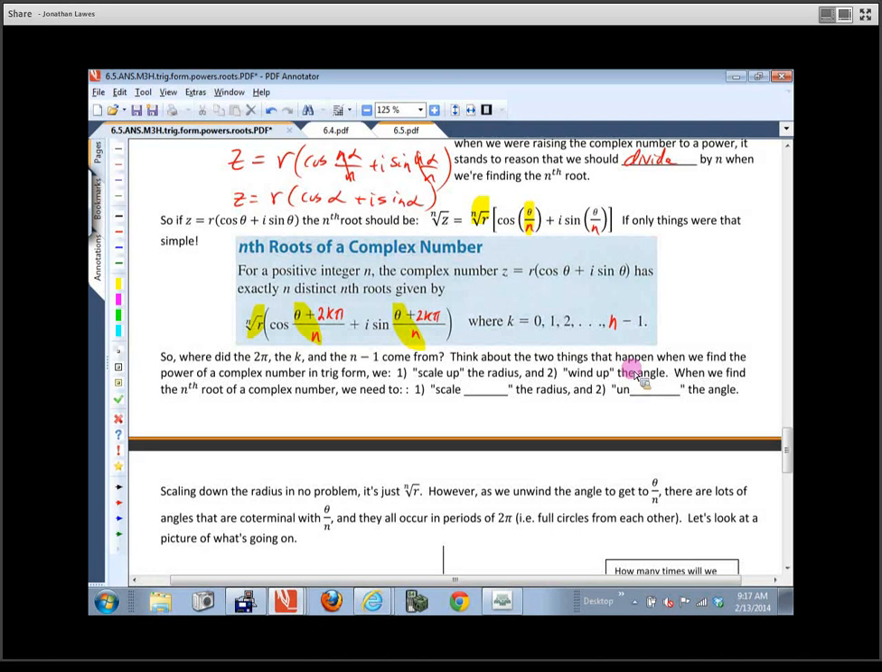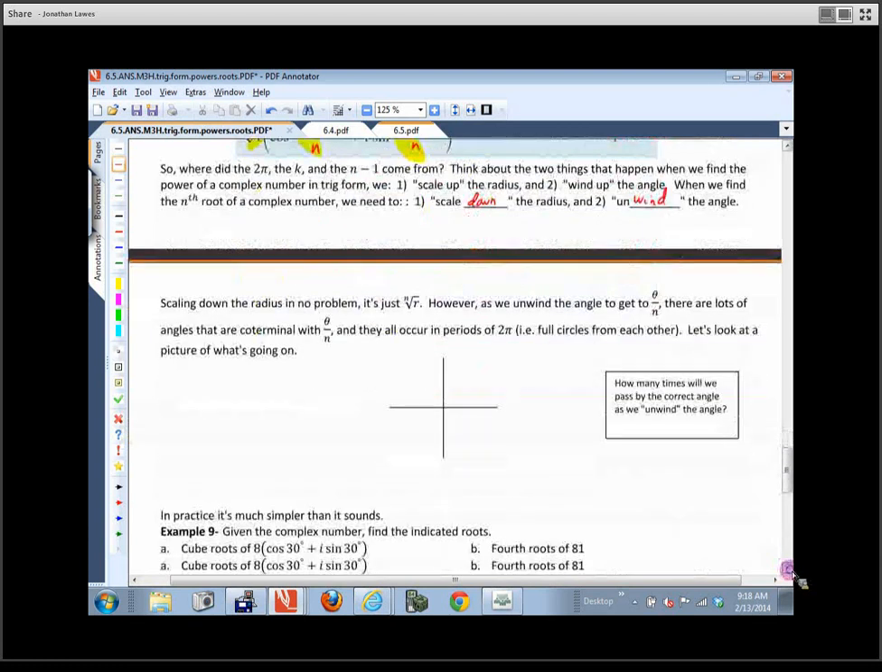When we're finding the nth root, we're going to do the exact opposite. The first thing we're going to do is scale down the radius. We're going to take the nth root of the radius, and we're going to unwind the angle. So if it makes sense that we scaled up the radius and then wound up the angle when we raise it to the nth, then when we raise it to the 1/n, or take the nth root, we're going to scale down the radius and then unwind the angle. Now, here's where the problem comes in.